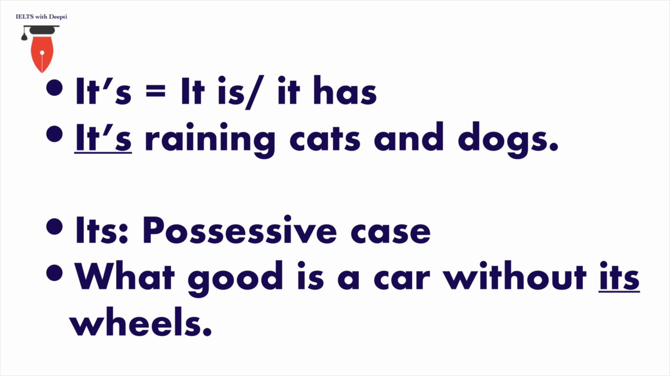Similarly, when we talk about its without an apostrophe, it is showing us a possessive case of a particular object which is non-living. So in the statement, what good is a car without its wheels? So here the term it refers to the car, and that is why the car's wheels are being referred to in this statement. So we use its without an apostrophe.